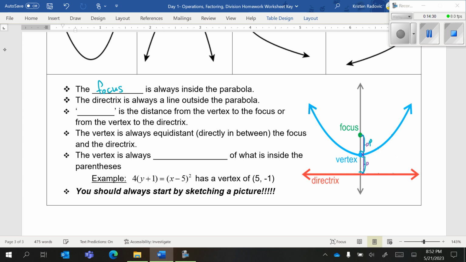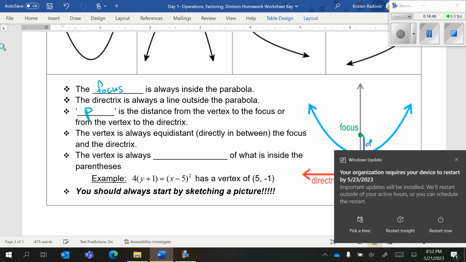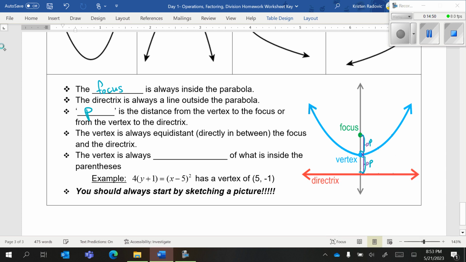And whether you go from the vertex up to the focus or down to the directrix, the value will be the same. And because it's a distance, it always has to be a positive number, right? So the vertex is also in the middle of the focus and the directrix. So sometimes they'll give you the focus and the directrix, and you need to know to find the middle for the vertex. And you do need to know the vertex is always opposite of what is inside the parentheses.